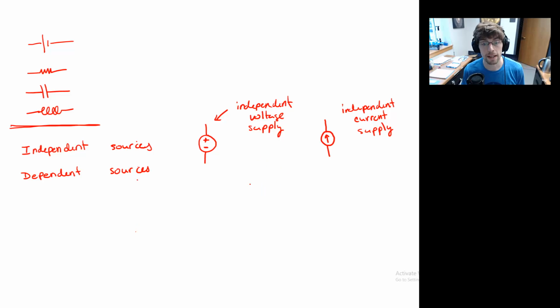So for the dependent sources, I already said that you will have some sort of diamond. And how do you think you represent a dependent voltage source? Yeah, you got it. Diamond for the dependent, but then you use the plus and minus to indicate the voltage source. How about a dependent current source? Yeah, you got it. An arrow. Good. Good.